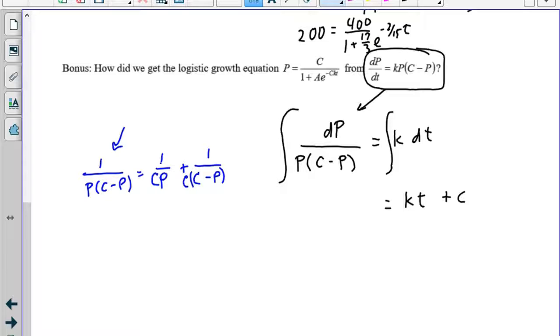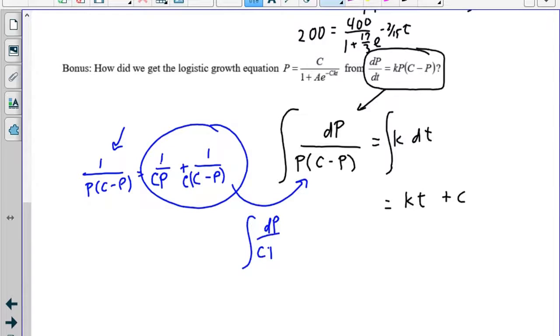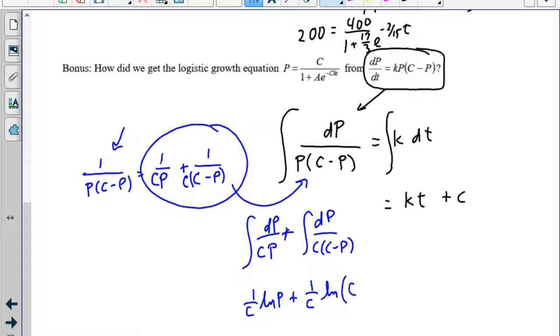And so now what I can do is rewrite this integral as dp over cp plus dp over c times c minus p. Remember that c is a constant, so this ends up being 1 over c natural log of p plus, and p is the absolute value, but remember this is a population, so it's always going to be positive anyway. And then this one is 1 over c times the natural log of c minus p.